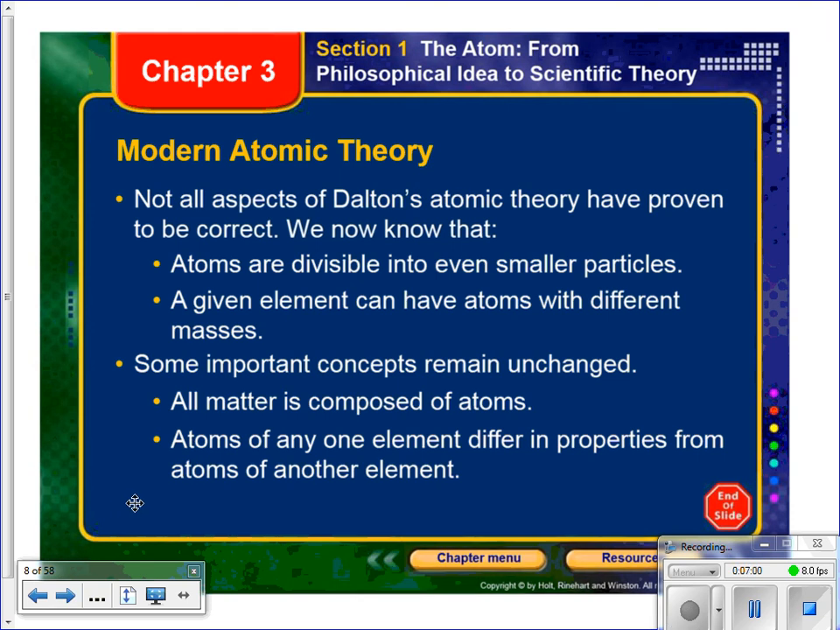One thing that Dalton didn't know about were isotopes. So isotopes are atoms of the same element that have different numbers of neutrons. We know that neutrons are neutral. So what neutrons do is they give the atom its mass. And so this idea says that a given element can have atoms with different masses. They're talking about isotopes.